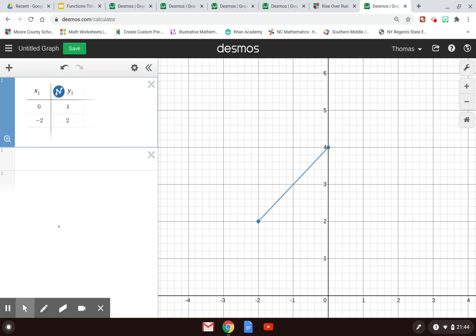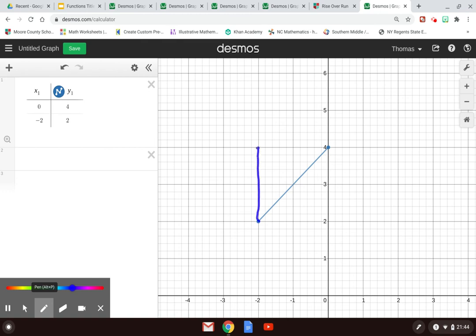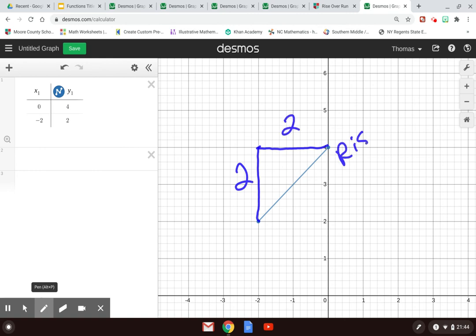All right, and again, I would just use rise over run to do this. So I rise and run to create a slope triangle. So I went up 2, 1, 2, and then I went over 2. So my rise over run is 2 over 2, which is going to equal 1. So my slope again is going to equal 1.